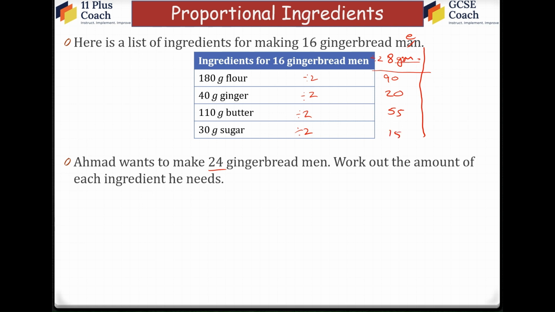Now, because that's the recipe for 8 gingerbread men, and we already have 16, add the two together and you get 24 gingerbread men. So I just need to add them together. 180 plus 90 will be 270. 40 plus 20 will be 60. 110 plus 55 is 165. And 30 plus 15 is 45. And that's how much you need of each ingredient to make 24 gingerbread men.